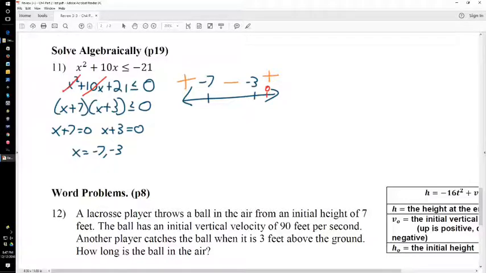And if I want less than 0, I want the negative regions. So I want from negative 7 all the way to negative 3. So the way I state my answer is negative 7 less than or equal to x is less than or equal to negative 3.